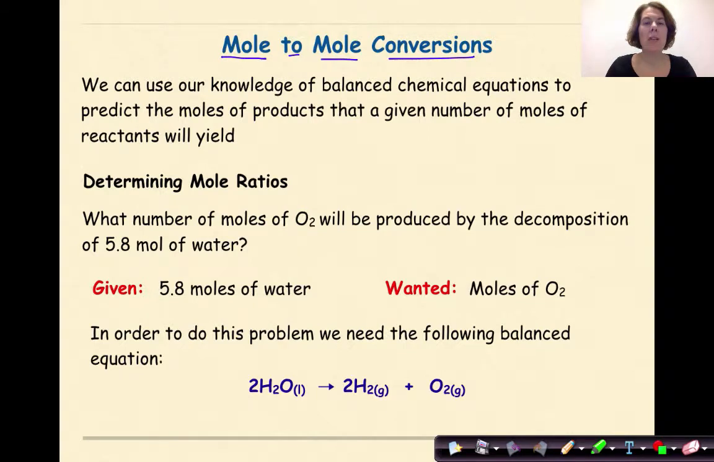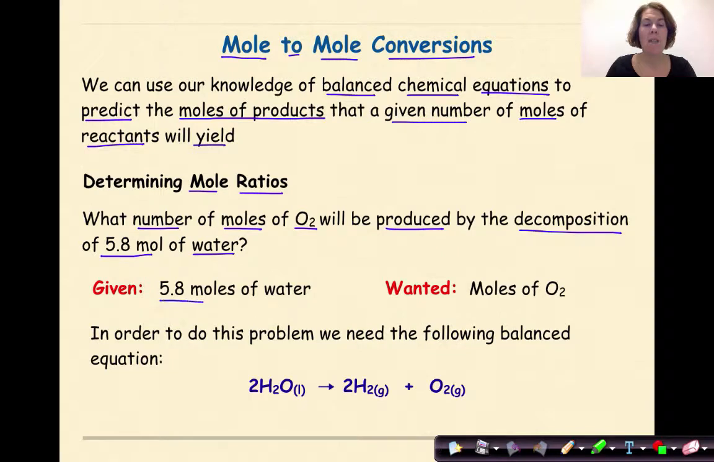We can use our knowledge of balanced chemical equations to predict the moles of products that a given number of moles of reactants will yield. So what we're going to do is determine mole ratios. What number of moles of atmospheric oxygen will be produced by the decomposition of 5.8 moles of water? Our given here is 5.8 moles of water. It's the only number that appears in this problem. What we want is moles of O2.